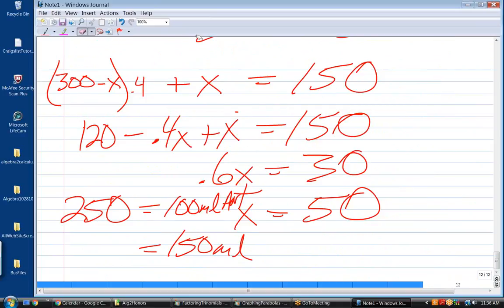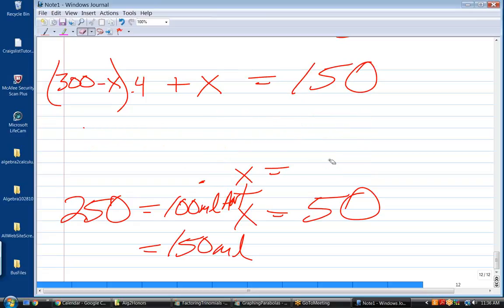And don't forget the first step, which is to define your variables. Very important. If you don't start off this problem by defining x as the amount to drain from the radiator, you've got real problems. It's really hard to solve. I know, even if you begin it the proper way, it's still a difficult problem.